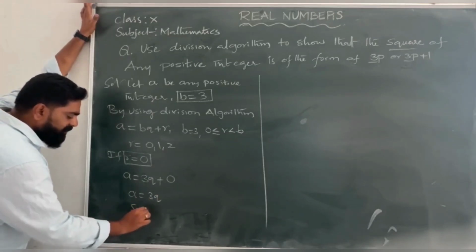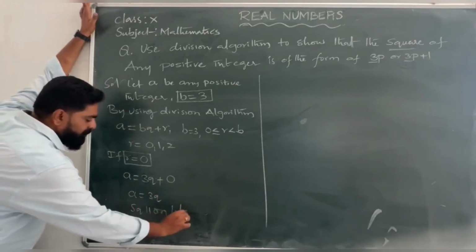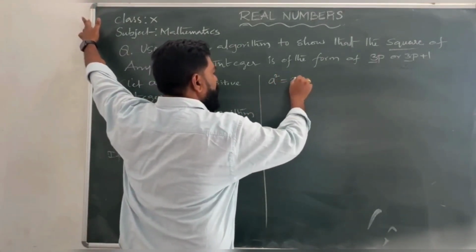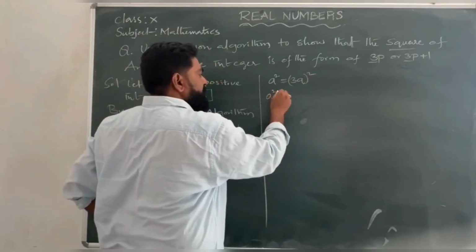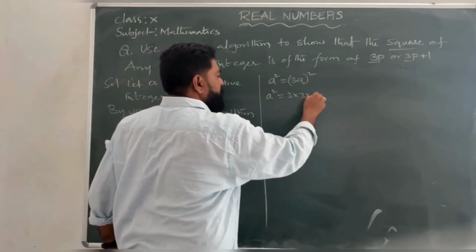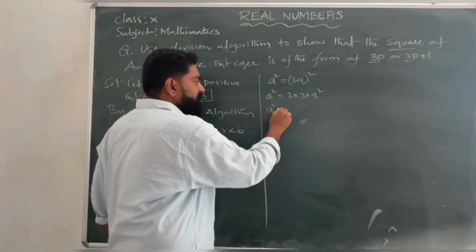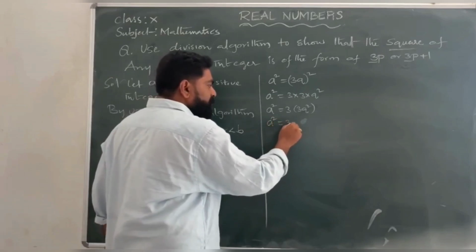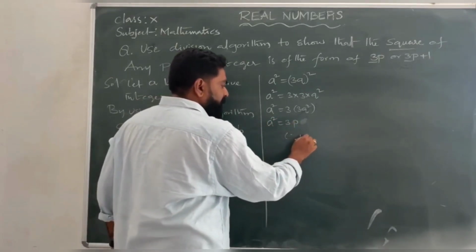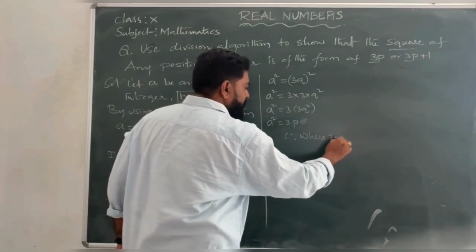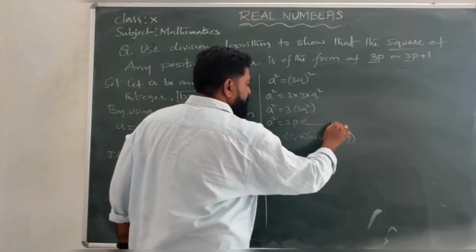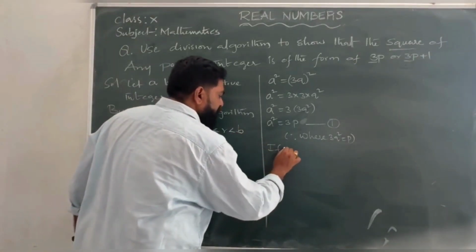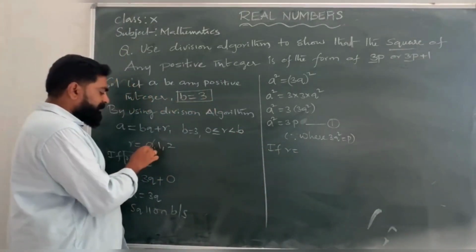The next one is squaring on both sides. So now here A square is equal to 3Q whole square. So A square is equal to 3 into 3 Q square. So here A square is equal to 3P, where 3Q square is equal to, we are taking P. So this is the first. Next, so 0 is completed, we are taking 1.